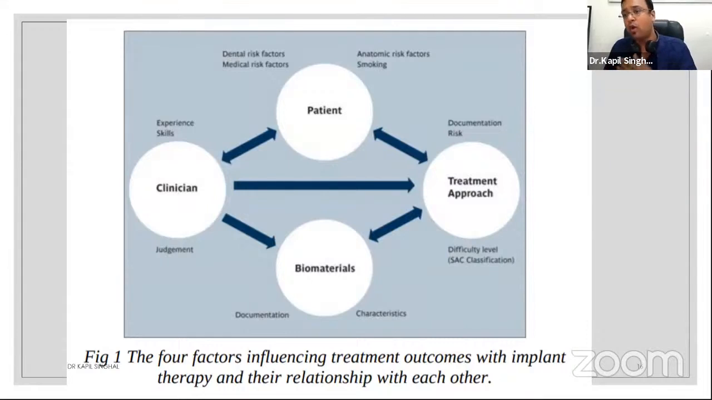Okay, so you have to quantify. There are a lot of factors that you have to take into account to decide whether it is a medium risk, high risk, or a low risk procedure. Similarly, what biomaterials you have to use, meaning what implants, what grafting is required, which graft and which membrane is required. And the most important, the skills and the judgment of the doctor itself. That is one of the most important things.